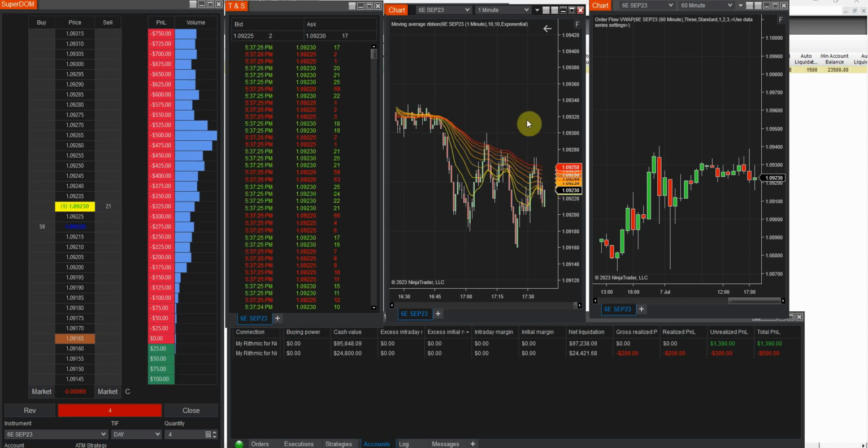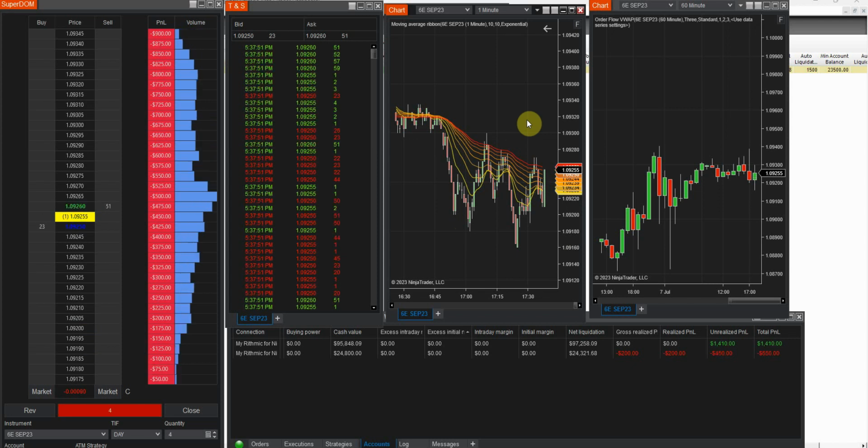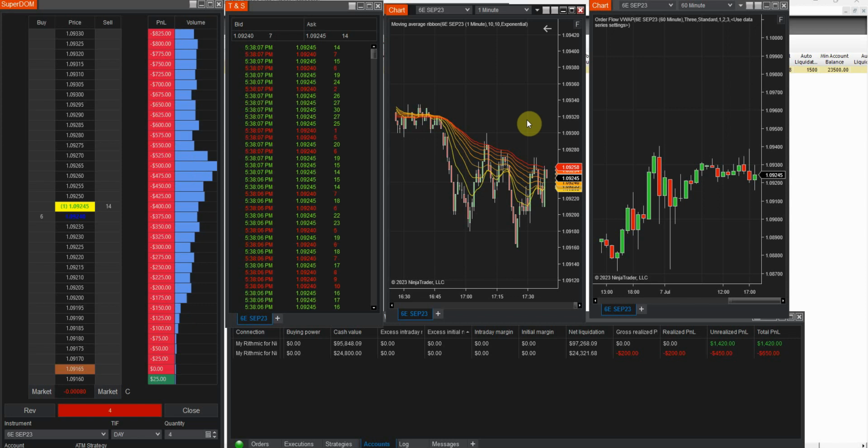We're hoping that the market will just peel off. One thing I'm noticing is the green orders seem to be a lot bigger in number. There's a lot of green. They're a lot bigger than the red. So the bid is the red and the ask is the green.